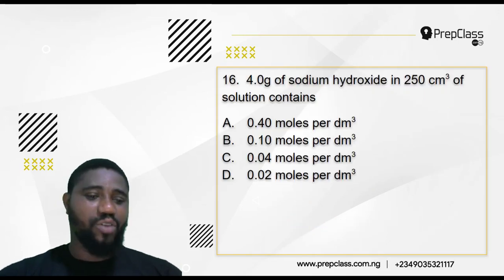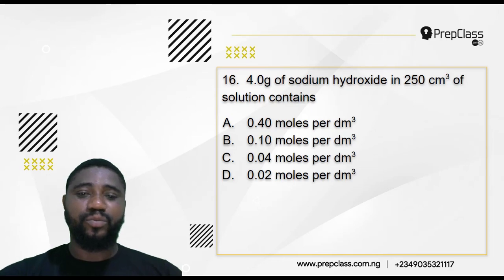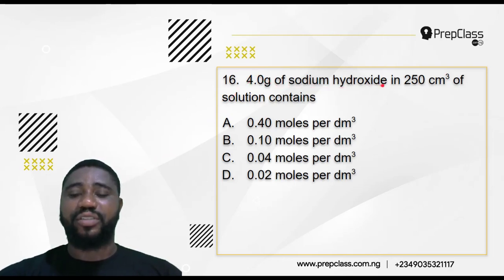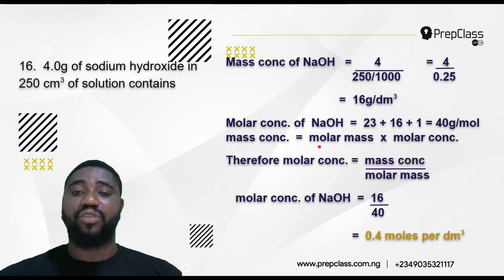Question 16 says, okay, let me quickly take my pointer. 4.0 gram of sodium hydroxide in 250 centimeter cube of solution contains: is this 0.4 moles per dm cube, 0.1 mole per dm cube, 0.04 mole per dm cube, or 0.02 moles per dm cube? What they're asking you to find here is the molar concentration. Use this mass and this volume to find the molar concentration of sodium hydroxide.